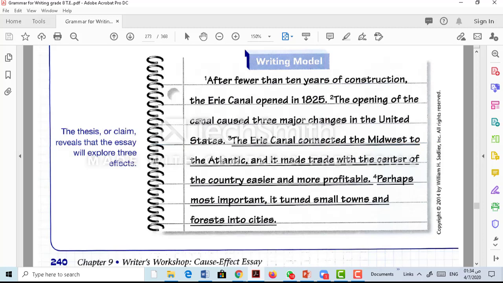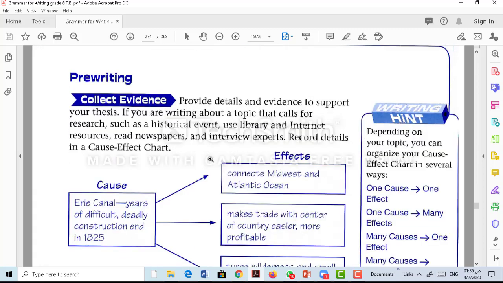That cause is the Erie Canal, and it had 3 effects: 1, 2, 3. And he put them all in 2 sentences. You don't have to put them all in 1 sentence. You can separate them, no problem. If it's hard for you to make a compound complex sentence, you can make them 2 sentences, one compound and another one simple, or another compound sentence as well. So that's the thesis statement.